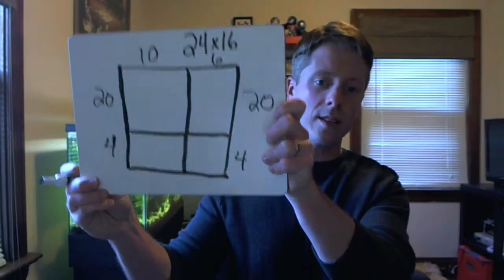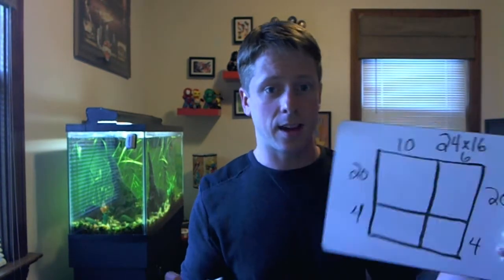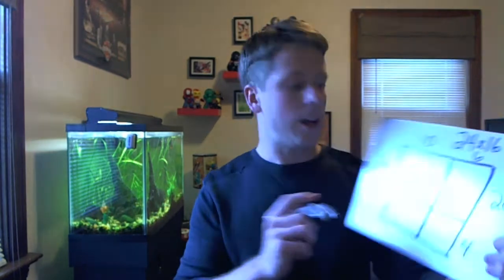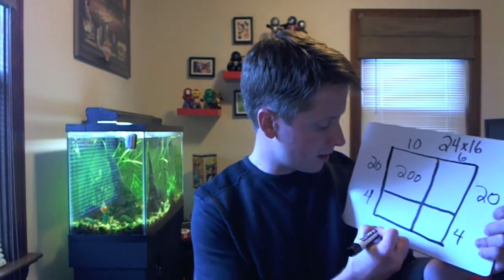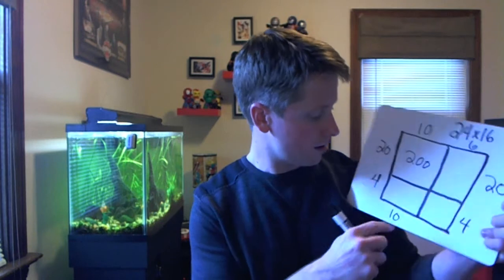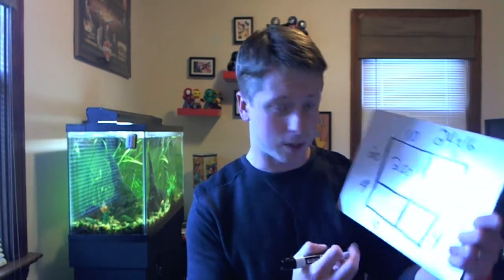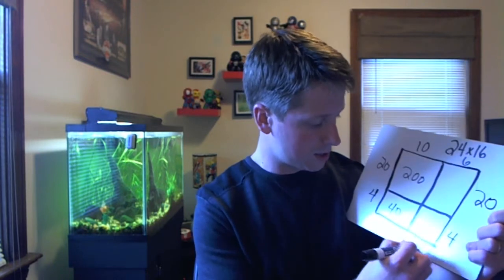Now, since these are rectangles, we're literally going to find the area, and the area of a rectangle is width times height. So you're going to take this 20 and multiply by 10. 20 times 10 is 200. And this side down here is going to be the same size as up there, so it's going to be 10. Find the area of this rectangle: 4 times 10 is 40. This is going to be the same size as 6. 6 times 4 is 24.